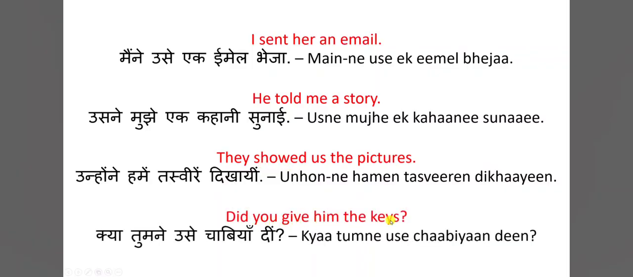Did you give him the keys? क्या तुमने उसे चाबियां दी? क्या is used to make questions. तुमने is you, उसे is him, चाबियां is keys, दी is give. Okay? So we have used all the rules in these sentences. Alright? Yes. So I hope the concept is clear.